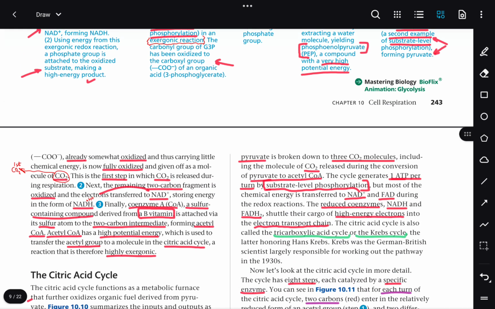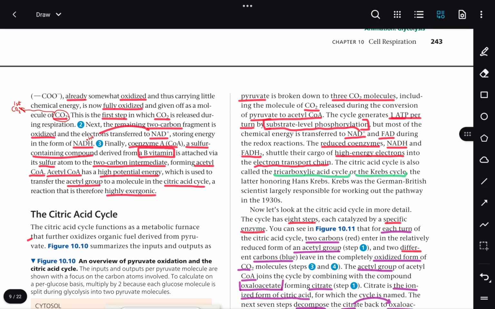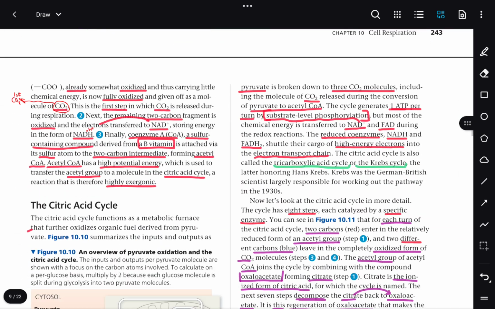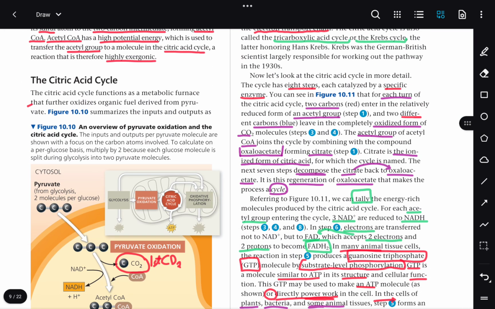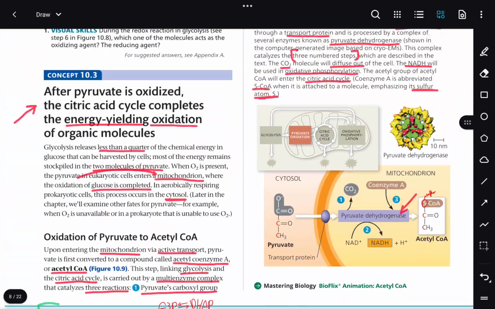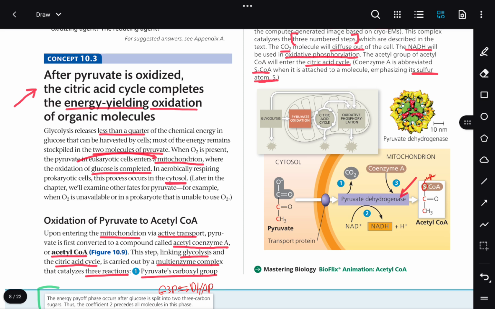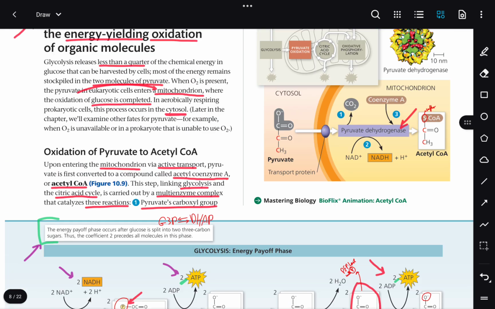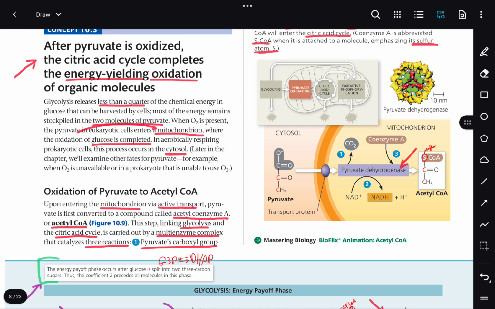Continuing on glycolysis, linking glycolysis to the citric cycle is the oxidation of pyruvates. The oxidation of pyruvates happens within the mitochondrion for eukaryotic cells, and for prokaryotic cells in the cytosol.